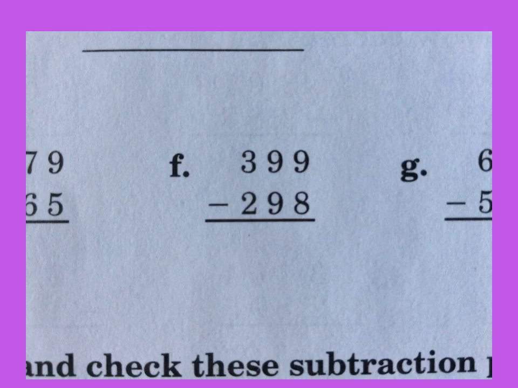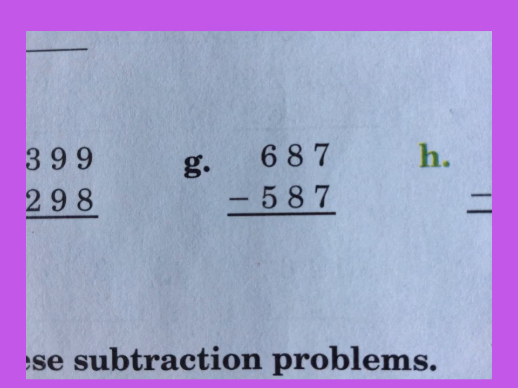F. 9 minus 8 is 1. 9 minus 9 is 0. And 3 minus 2 is 1. Our answer is 101. Circle your answer. G. 7 minus 7 is 0. 8 minus 8 is 0. 6 minus 5 is 1. And our answer is 100.